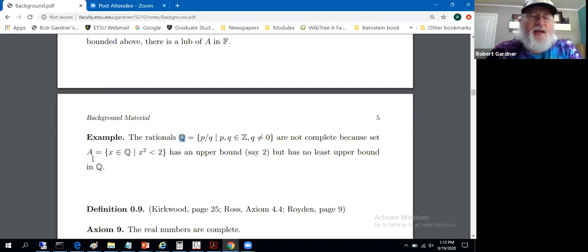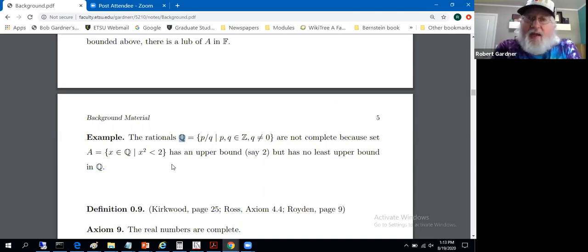If we consider the set A of all rational numbers such that when we square them, we get something less than 2, this has an upper bound. 2 is an upper bound. So is 5. It's got a bunch of upper bounds, but it doesn't have a least upper bound in the rationals. There is no least upper bound for this set. In the reals there is. I could use the square root of 2, but the square root of 2 doesn't exist in this field. So here's a situation where we have a set with an upper bound, but not a least upper bound.